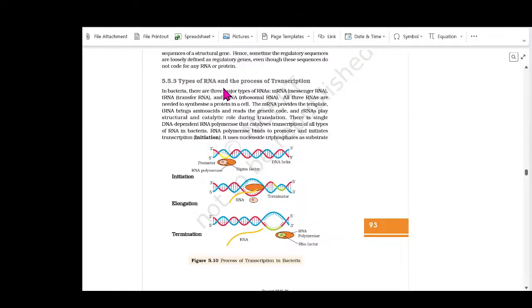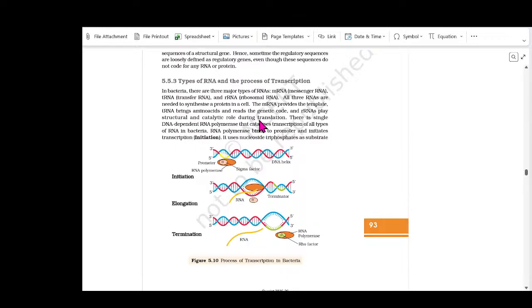5.5.3 Types of RNA and the process of transcription. In bacteria, there are three major types of RNAs: messenger RNA, transfer RNA, and ribosomal RNA. All three RNAs are needed to synthesize a protein in a cell. The messenger RNA provides the template, tRNA brings amino acids and reads the genetic code, and ribosomal RNA plays a structural and catalytic role during translation.